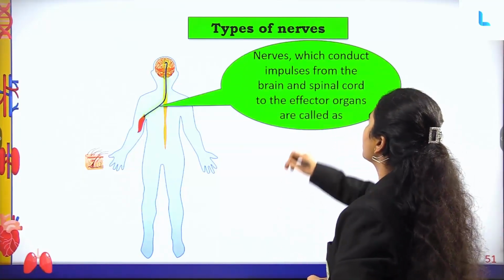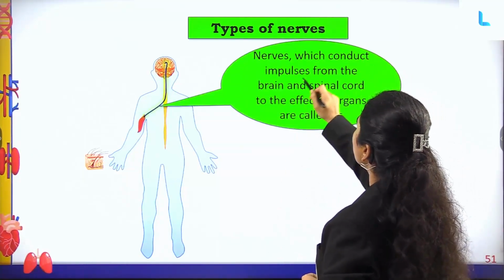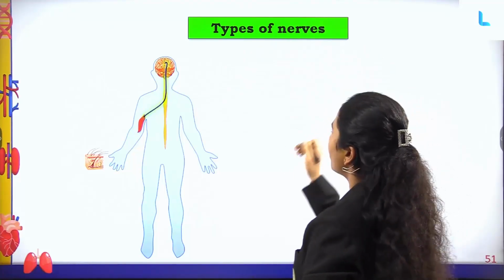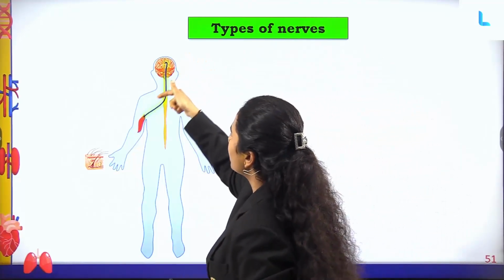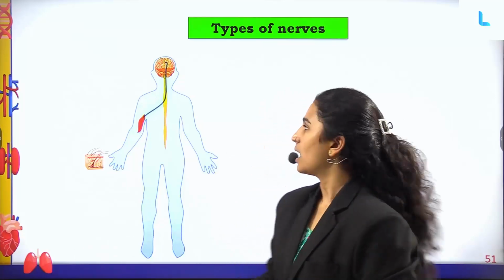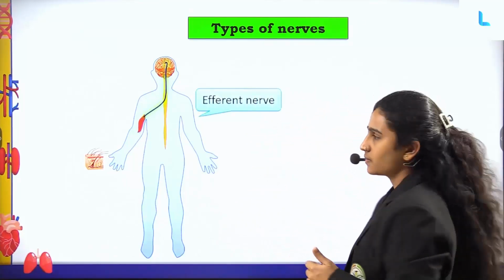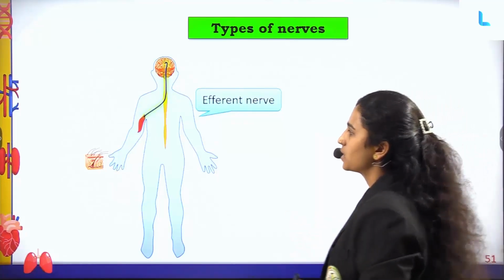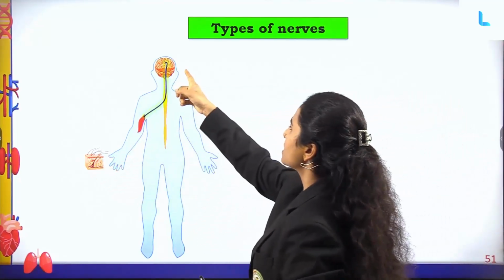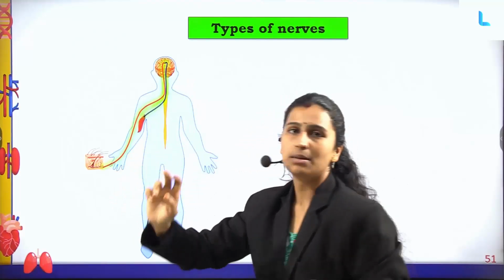Now nerves which conduct impulses from the brain and spinal cord to the effector organs, from the brain to the organs, are called the efferent nerves. Afferent nerves, efferent nerves. Afferent will carry the message, efferent will bring the message.